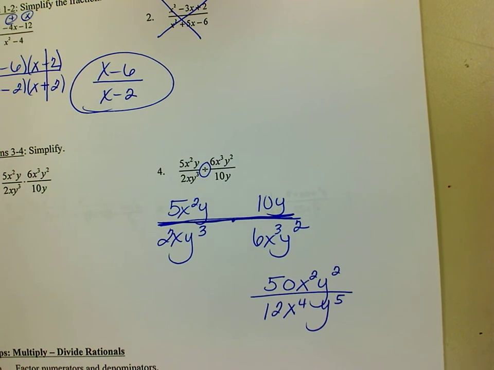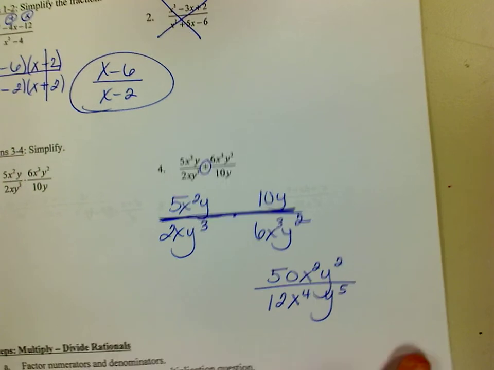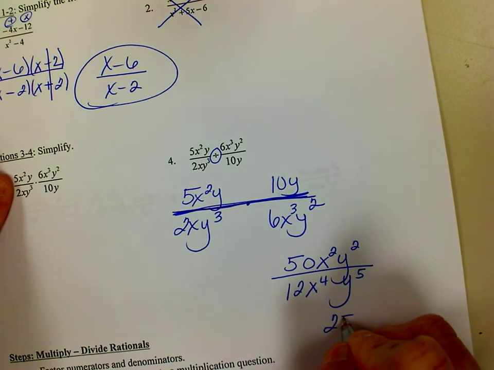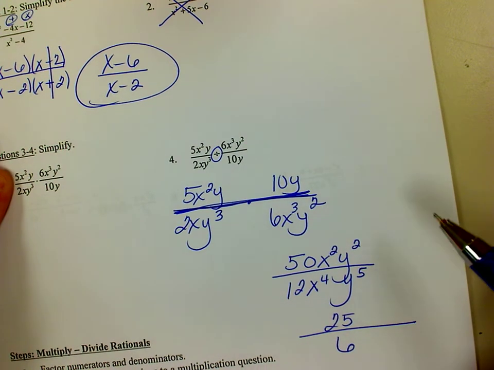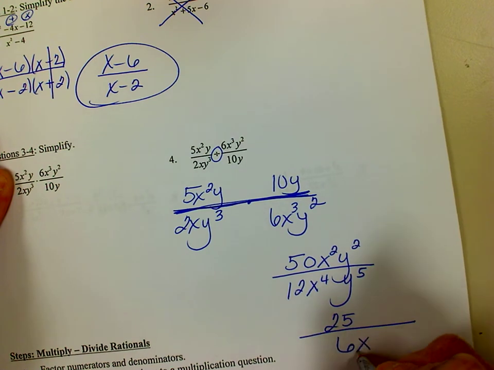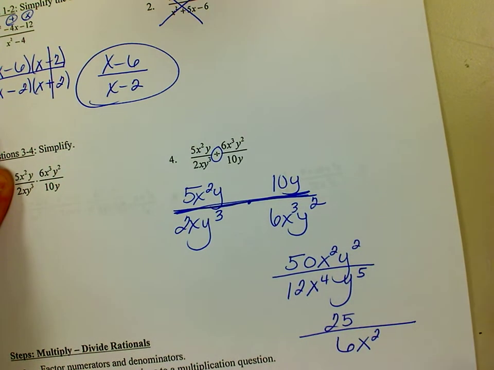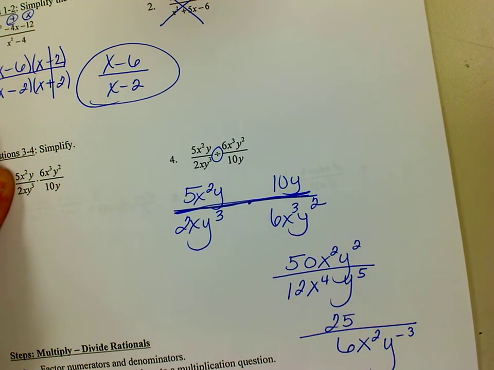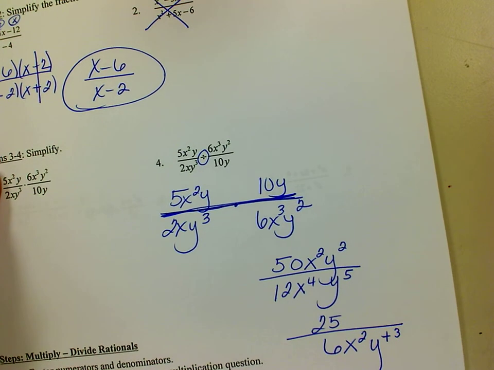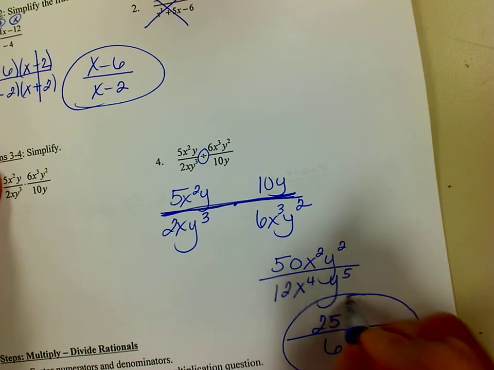Now I can simplify. 50 divided by 12 simplifies to 25 over 6. Since I'm dividing, I want to subtract my exponents. So 2 minus 4 is -2. Since it's a negative, it goes on the bottom. 2 minus 5 is -3, and since that's a negative, that goes on the bottom as well. Whoops, but that becomes positive once you put it on the bottom. So this would be my final answer.